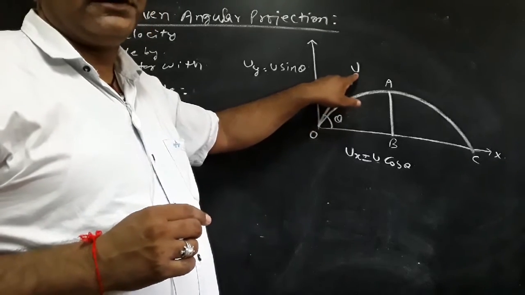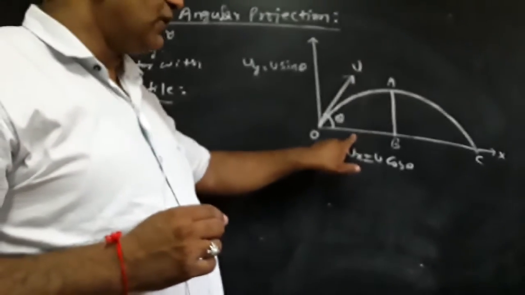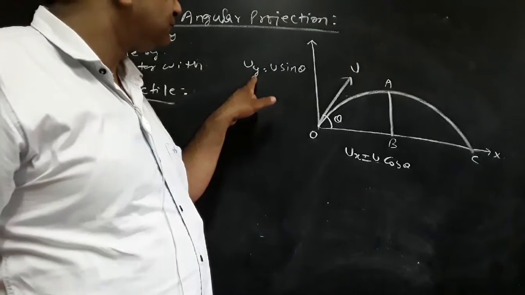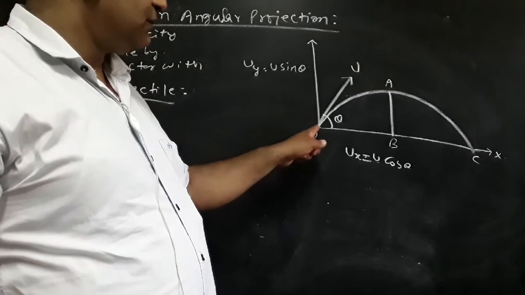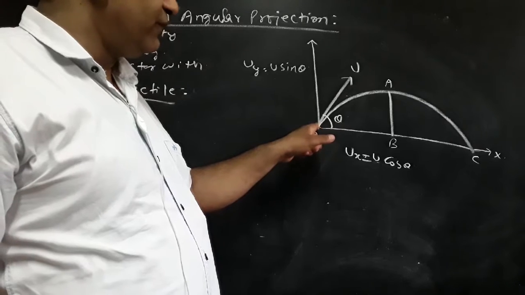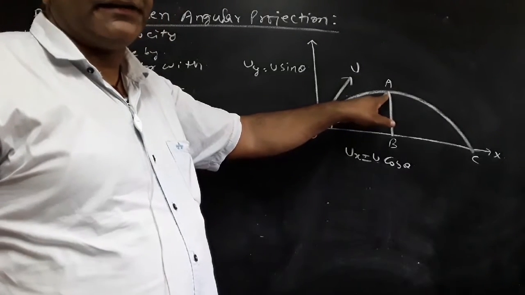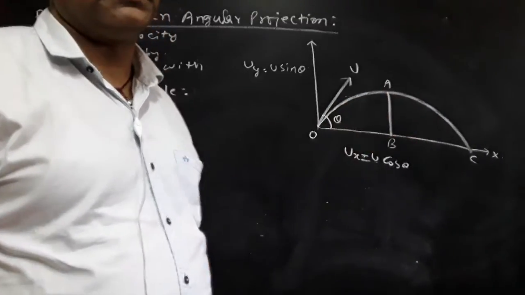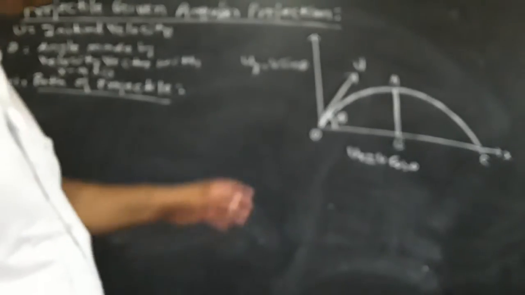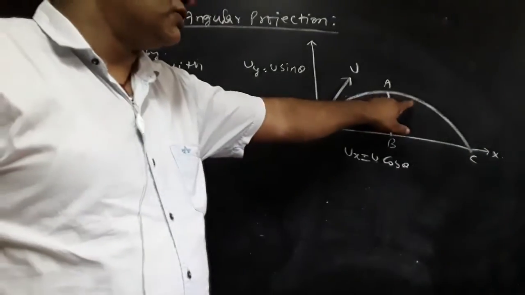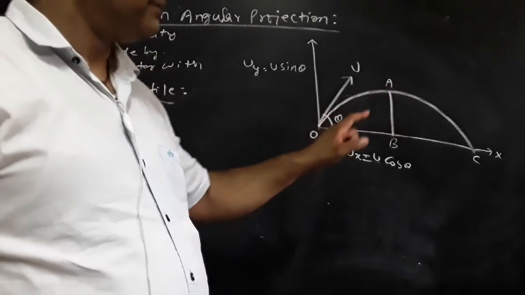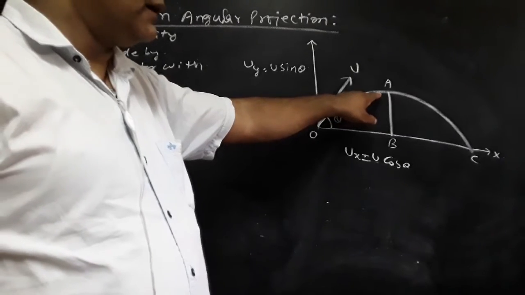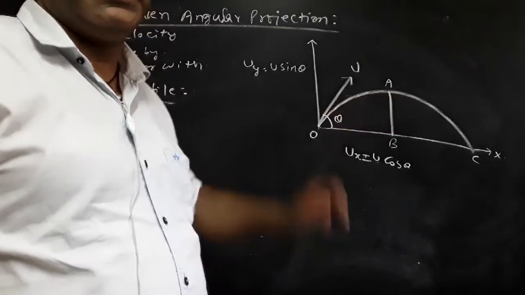Now you can resolve velocity into two components. First, along the horizontal it is u cos theta, along the vertical it is u sin theta. Now you can see here, when the object is moving from the point O to A, then it is upward motion, and when the object is moving from the point A to C, then it is downward motion. And we know for the upward motion and the downward motion, time taken is always same. So time taken from O to A for the upward motion and the time taken from A to C for the downward motion, both are equal.